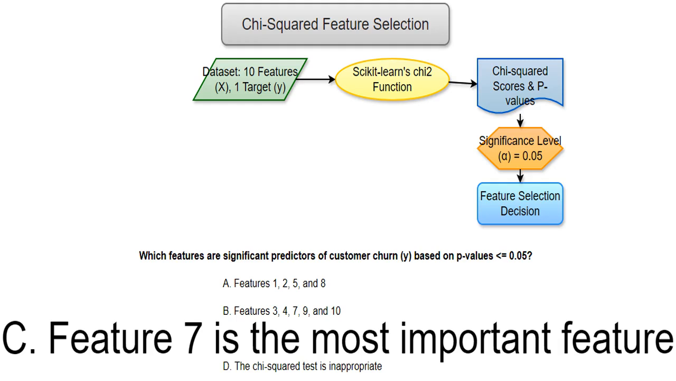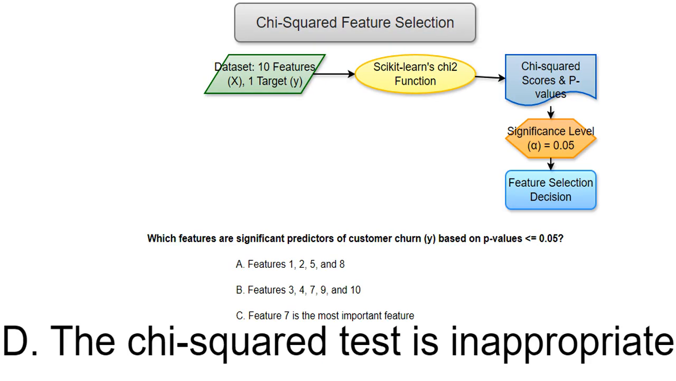While feature 7 has the highest chi2 score, meaning it shows a strong relationship, the p-value is what determines if that relationship is statistically significant at my chosen significance level, alpha equals 0.05. Other features might be equally or more important even if they don't have the highest chi2 score. This is incorrect. The chi2 test is perfectly suitable for this problem. I'm comparing a categorical target variable, churn or not, with other features. It's designed for such situations.